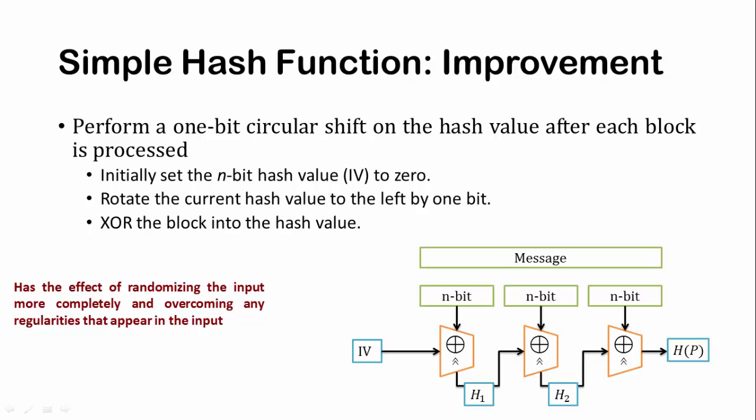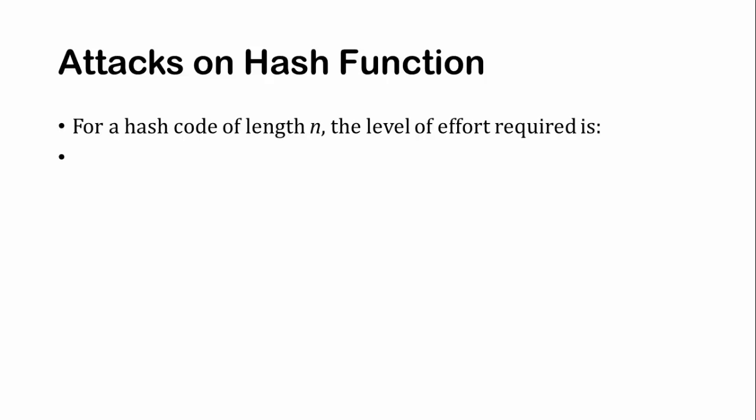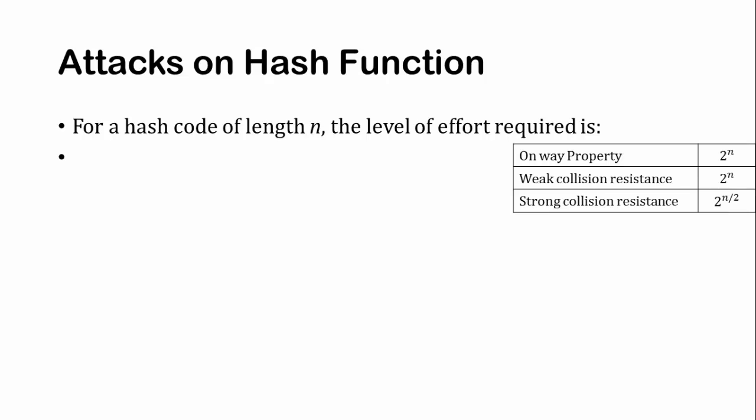This is a simple operation. If you talk about the attacks on the hash function, then if you have a hash of length n, the effort required for breaking the one-way property is that you have to calculate the brute force for all the 2 raised to the power n possible values.